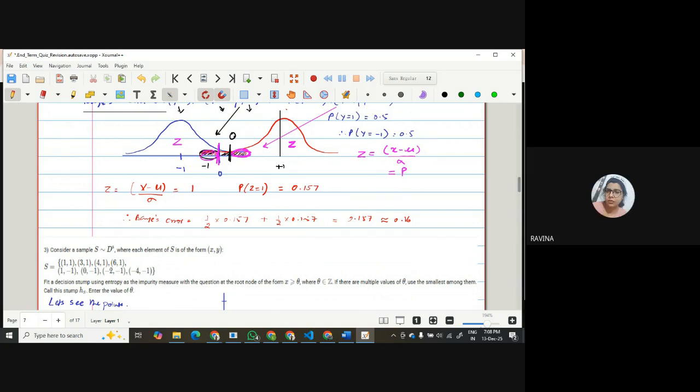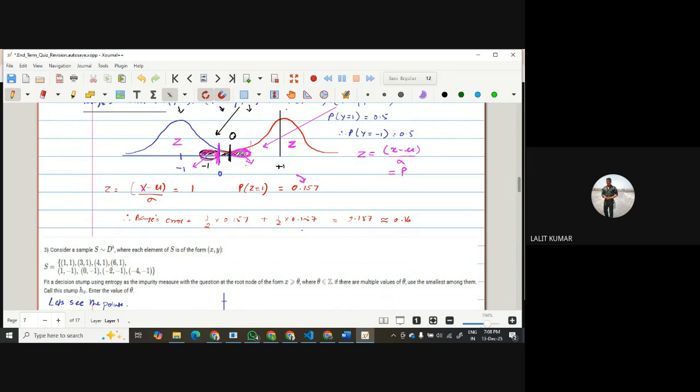Okay. Now, for example, I find z here. I'm interested in knowing this probability. So z becomes x minus mu over sigma, and for z equal to 1 the probability is 0.157. This is from the probability table. So this is also 0.157 and this is also 0.157.